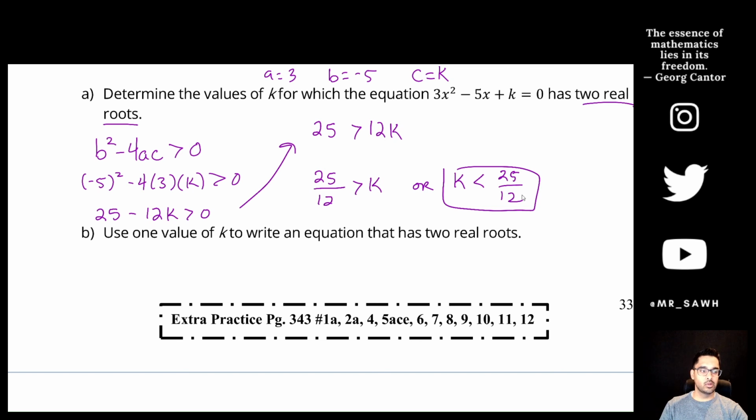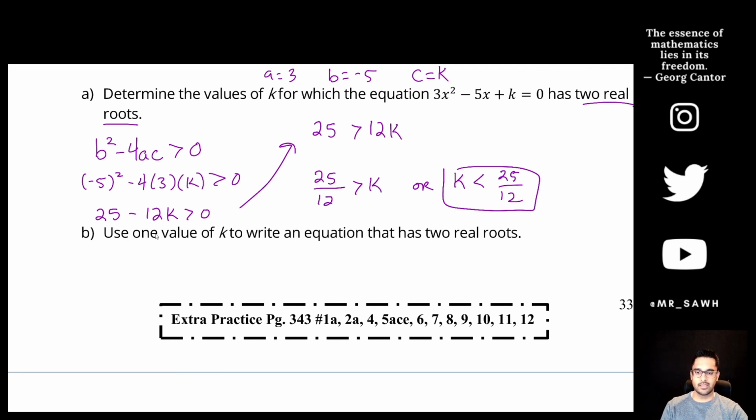If it's equal to 25 over 12, well, that means that I'm only going to have one root because my radicand is going to become 0. Right? If k is equal to this number, then that would say that my discriminant is equal to 0. So I'm only going to have one root. So I have to make sure it's part of this inequality.